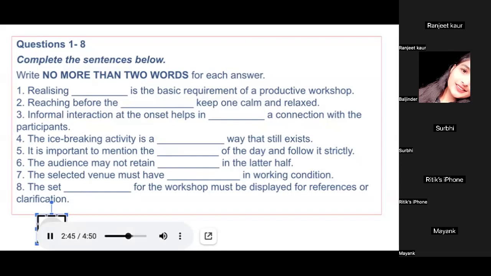Before you listen to the rest of the lecture, you have some time to look at questions 6 to 8. Now quickly read your questions 6 to 8. Now, answer questions 6 to 8.